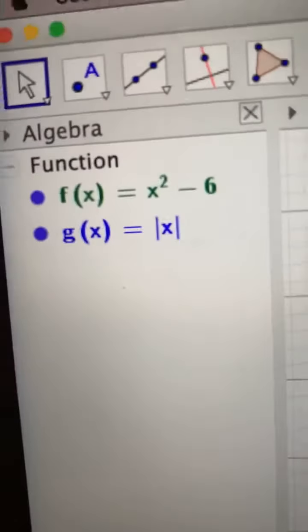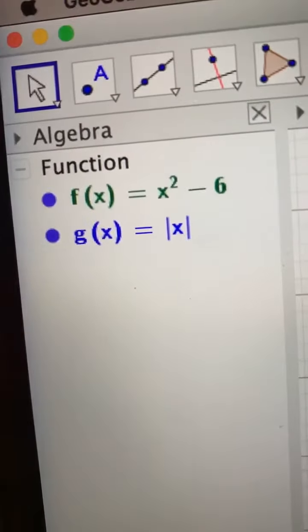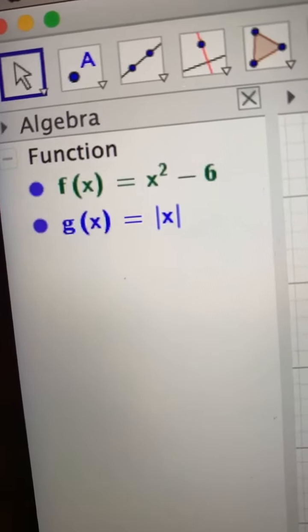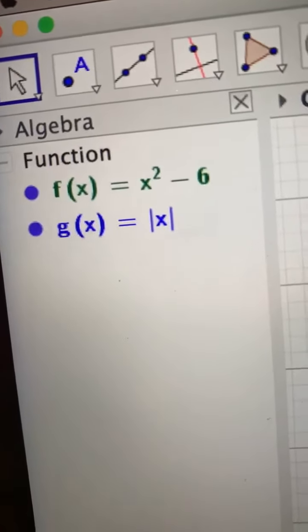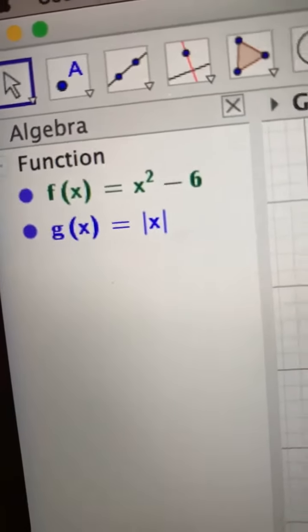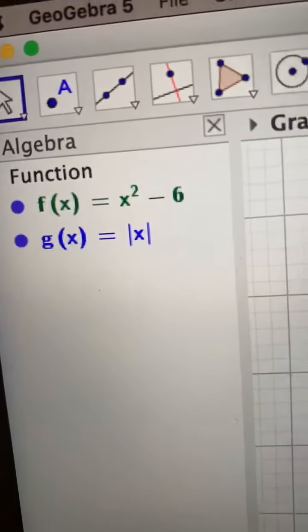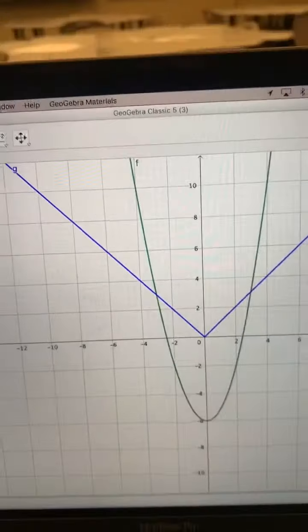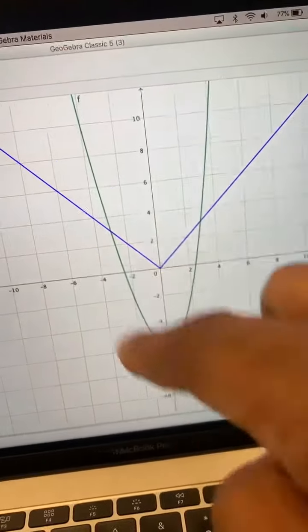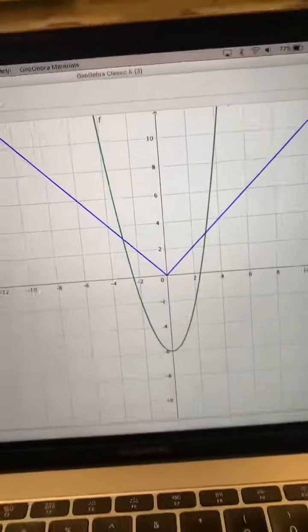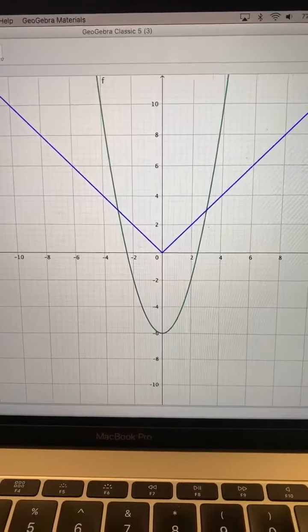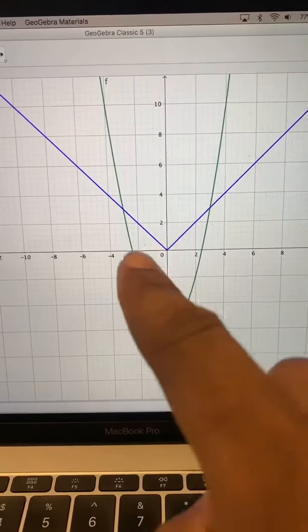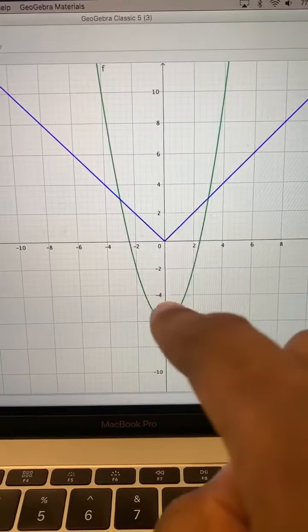Here are my two functions. I have f(x) equal to x squared minus 6, and g(x) equal to, not square root, the absolute value of x. Notice I have two different colors so you understand that the absolute value is the blue and the parabola is the green. That's how my graph looks, and this weird little part right in the middle is the area I'm trying to find.